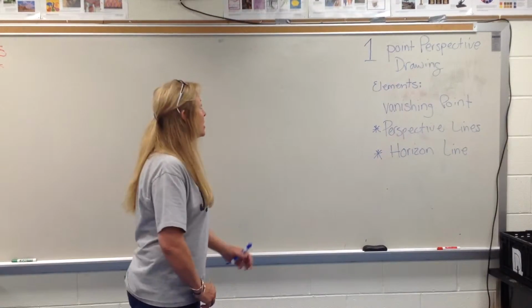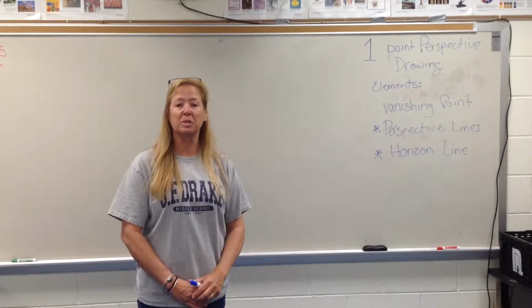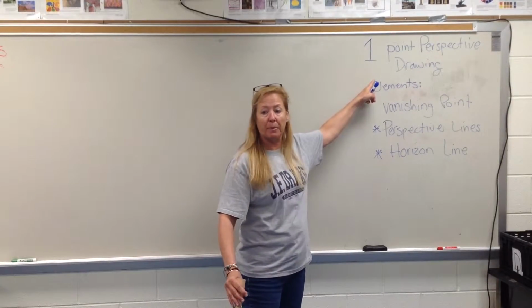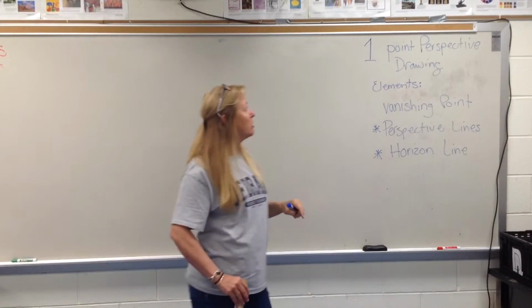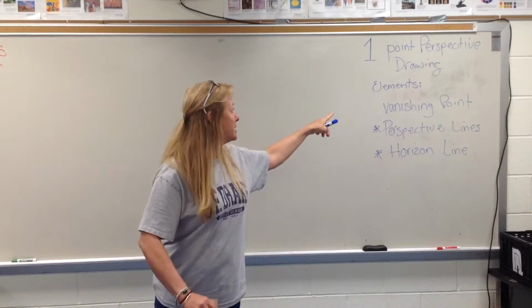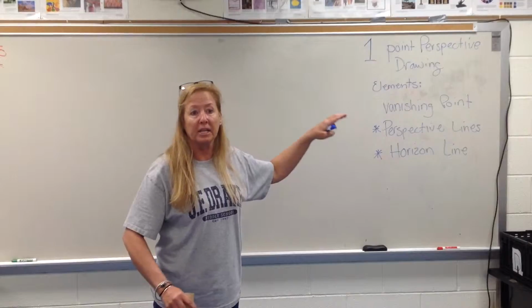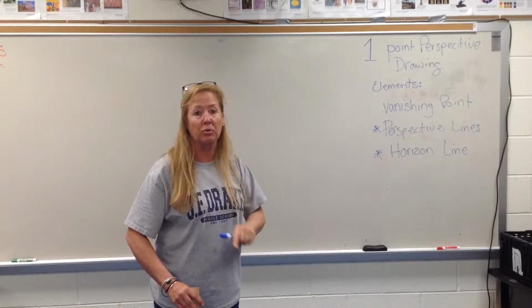Okay, all right. So today we're going to do 1-point perspective drawing. So here I want you to write down on the top of your page, 1-point perspective drawing. I want you to write down elements: vanishing point, perspective lines, and horizon line, because I can guarantee those are going to be on your quiz.